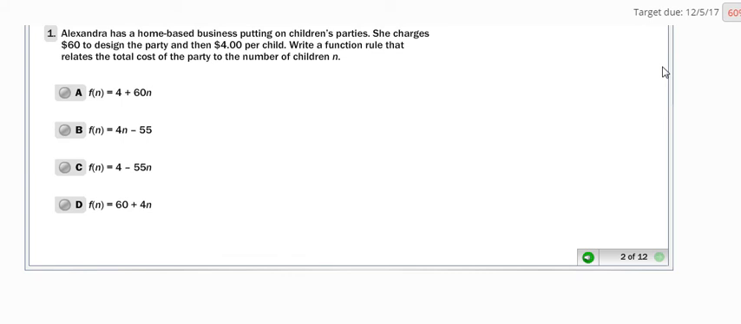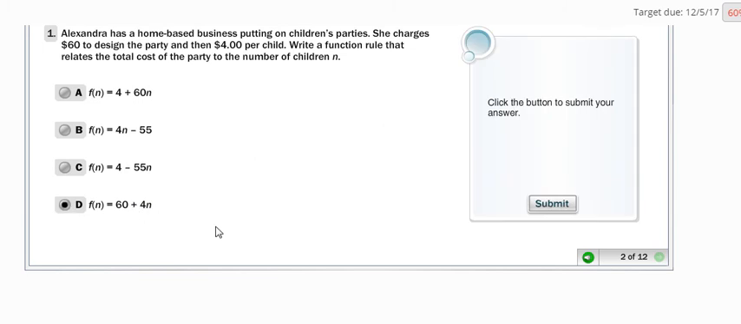Alexandra has a home-based business putting on child's parties. She charges $60 to design the party and then $4 per child. Write a function rule that relates the total cost of the party to the number of children. Notice how it says number of children is n, and you see this word per. That means $4 is going to be multiplied by n, since n represents the number of children. So we have the $60 for the cost plus $4 times n, or 60 + 4n.